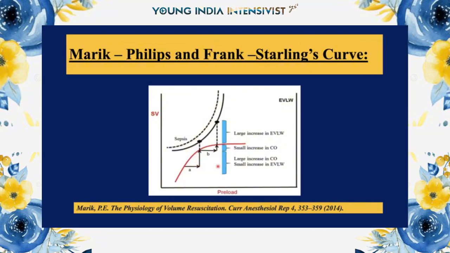In scenario A, when you resuscitate the patient and give fluids, there is a large increase in cardiac output and a small increase in extravascular lung water. That is the steeper portion of the curve. But when they reach the flatter portion of the curve, when you give fluids, there is a small increase in cardiac output, whereas there is a large increase in extravascular lung water.